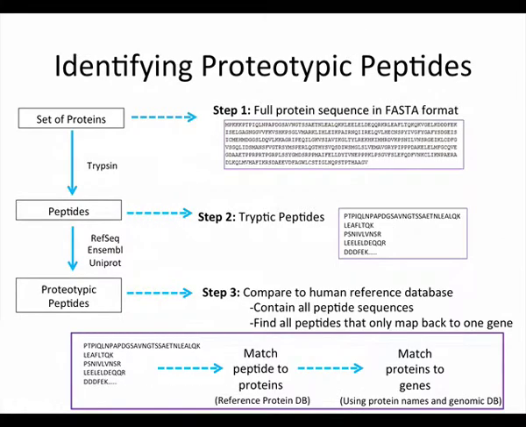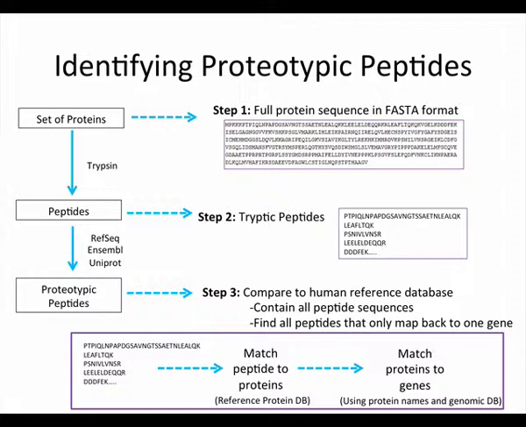So, ways of identifying unique or proteotypic peptides. Let's say we have a set of proteins. Here's our FASTA format sequence. We can do an in silico digestion, so just cut it where trypsin would cut it and look at that list of tryptic peptides. Then compare these peptides to all of the human reference databases and make sure that they only match to our protein of interest, essentially. You first match them to proteins and then match them back to genes. So if they all match to your gene, then you're good to go.